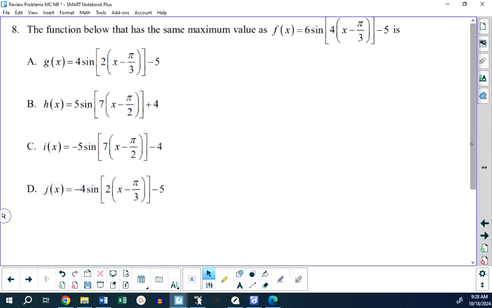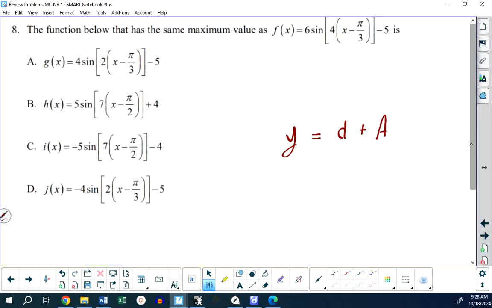There's 2 ways to do this. This is one of these cases where you can't just do something to the question and get the answer. You have to inspect all 4 of the answers, one way or another. And the maximum value of a function with these properties of a, b, c, and d, and sine and cosine will always be the value of d plus the amplitude.